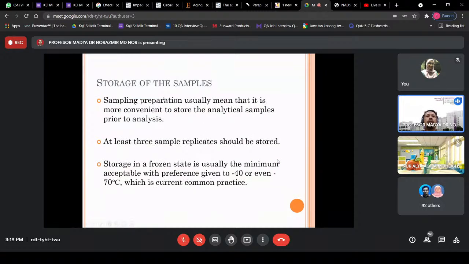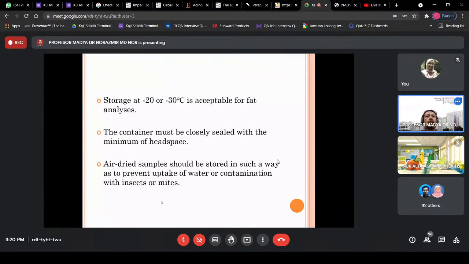So storage of the sample, sample preparation usually means that it's more convenient to store the analytical sample. At least 3 sample replicates should be stored. Normally 2, that's why we call duplicate. So we do 3. Okay, 3 sample replicates in a controlled condition of temperature. Okay, storage must be accurate. The container must be properly chosen.